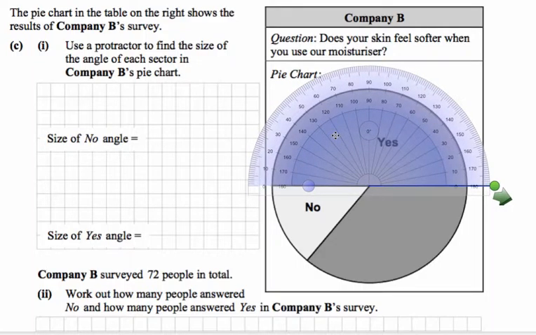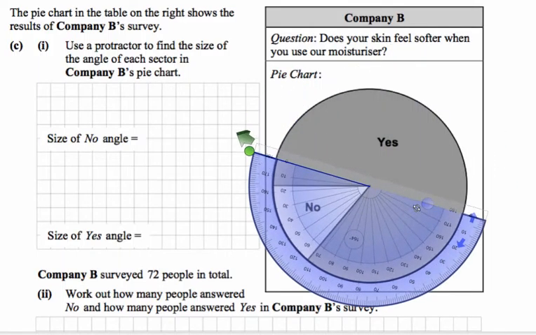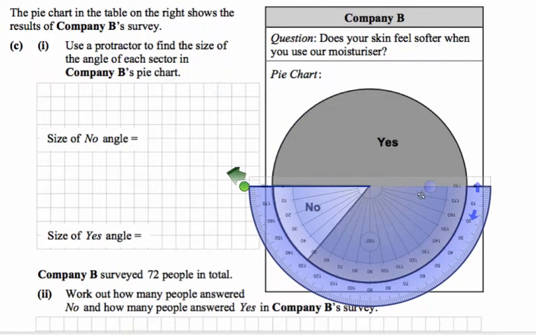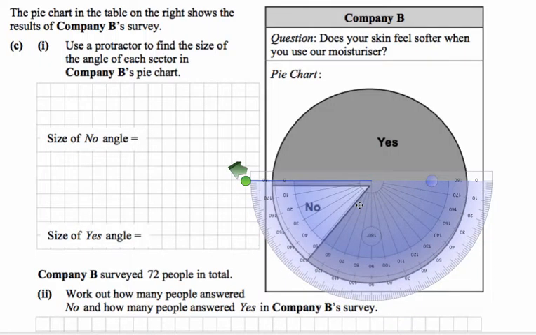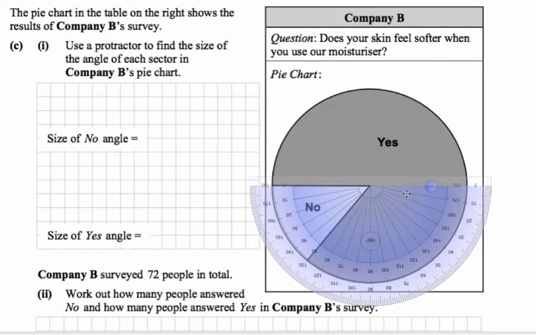So we just got to be careful. Place the protractor with the center at the center of the circle. I'm just going to turn the protractor around. I've got to line up as carefully as you can with the 0, and then you can see it goes from 0 up to 50 degrees. I'm reading from the inside scale here: 0, 10, 20, 30, 40, 50 degrees. So that's the size of our no sector.